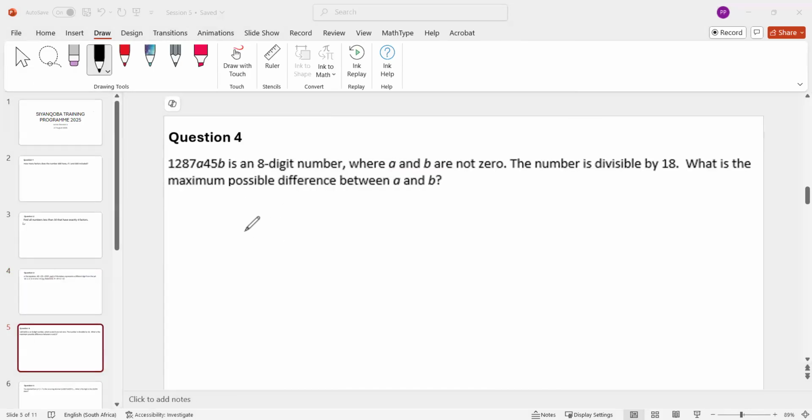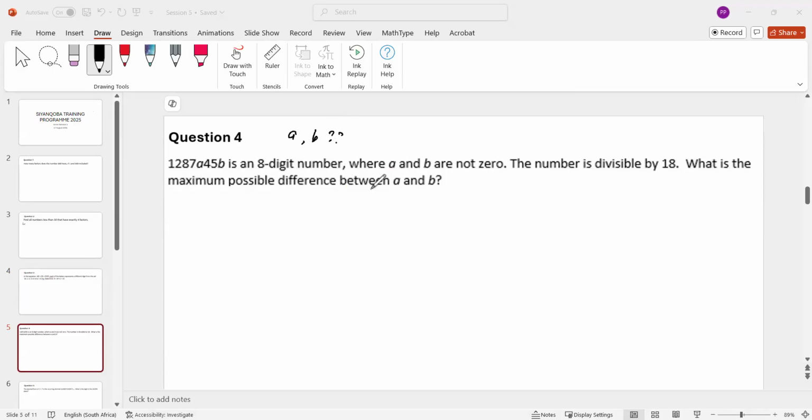Question 4 gives you an 8-digit number, 1287A45B. So 2 of them are unknown. A and B are unknown. Those are not given.